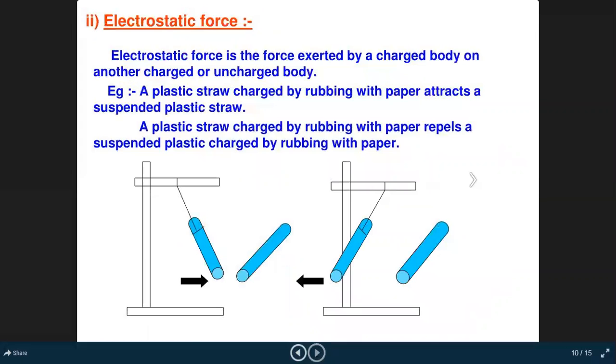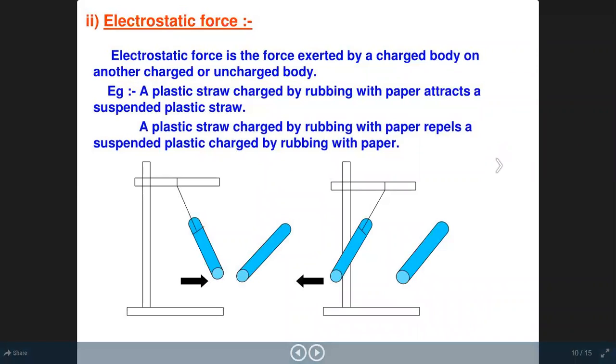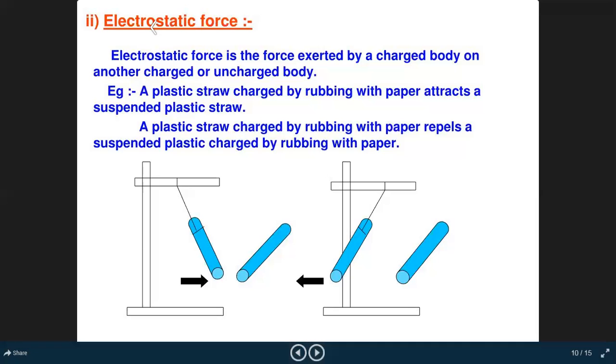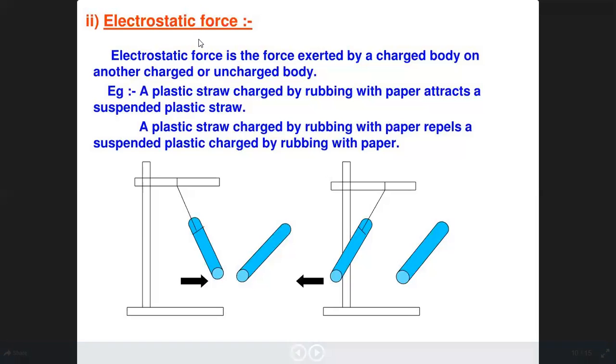Then we have electrostatic force. We can perform this activity, very common activity, like we are rubbing a scale in our dry hair. When we bring that rubbed scale or a pencil near small bits of paper, then these bits of paper will stick to the scale or the pencil. So electrostatic means, electro means charges, static means at rest. So in this case, we are using the charges at rest.